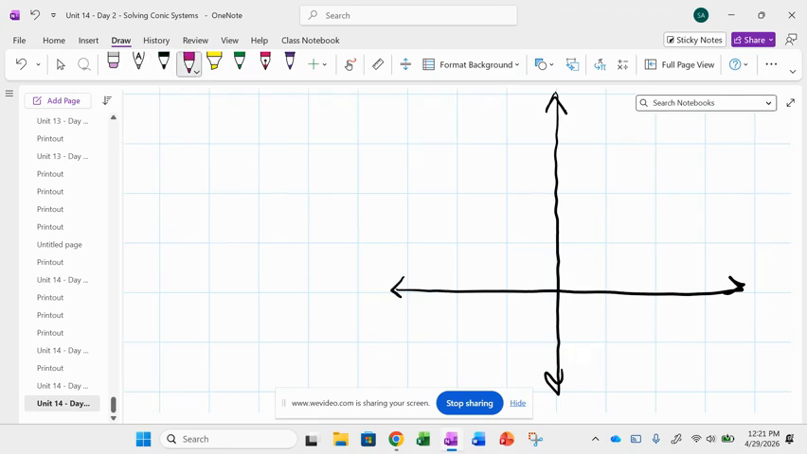Okay, so the center for the circle is 0, 0, and we're 1 unit radius, all left, right, up, down. So our circle looks something like this.